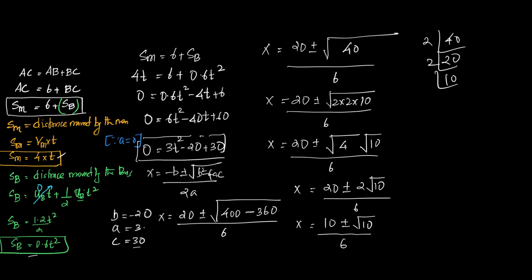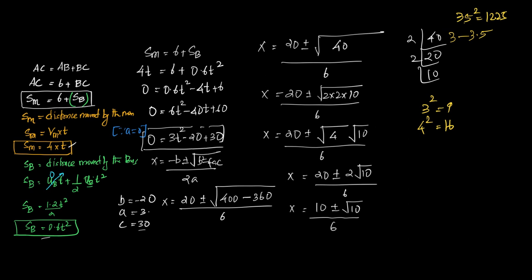Root of 10. So see, 3 square is equal to 9 and 4 square is equal to 16, which means definitely the root is between 3 and 4. So 35 square is 1225. So 3.5 square will be 12.25, which means the value is between 3 and 3.5. Logically, it should be very close to 3.1. So let us take 31 into 1 is 31. 3 ones are 3. 3 3s are 9. Yes, so 961. So it's approximately equal to 3.1.